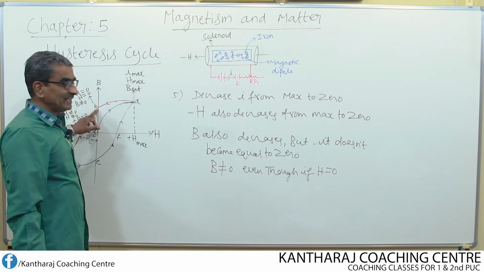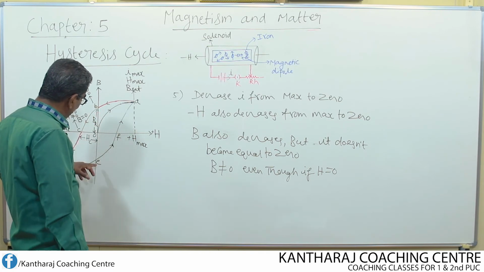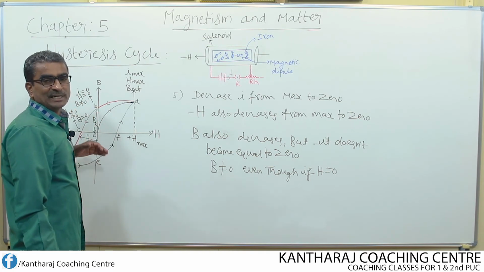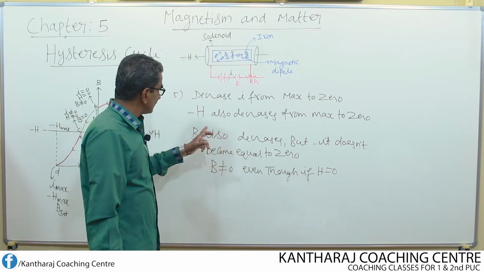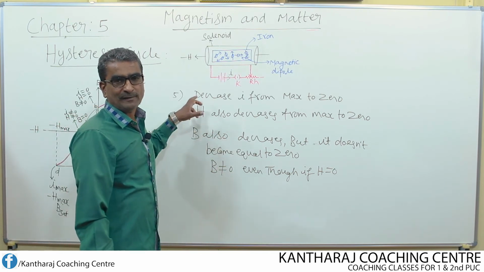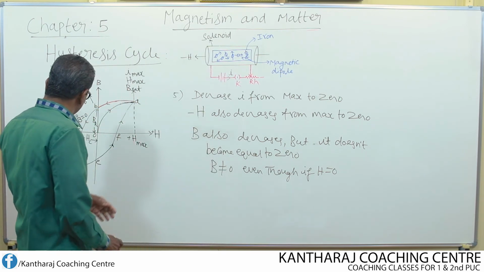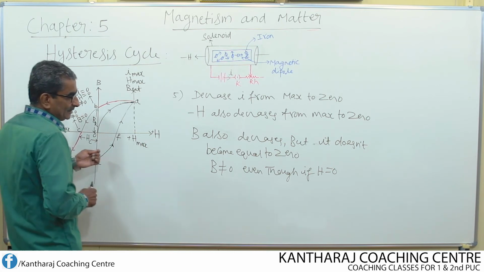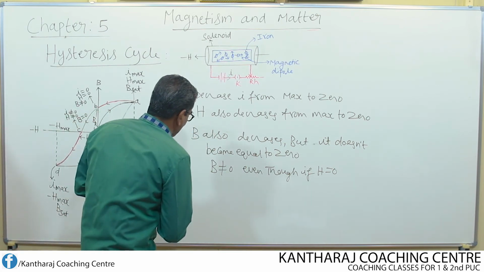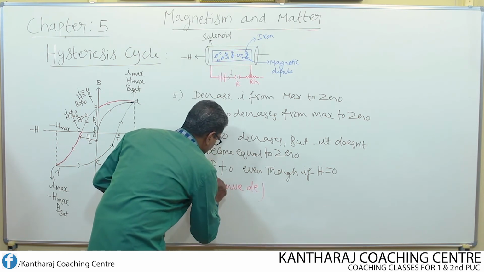Initially, it retained its magnetization in the positive direction. Now, in the negative direction also, it is able to retain its magnetization even though negative H is made equal to 0 by decreasing the current to 0. So, this operation can be represented by the curve DE.